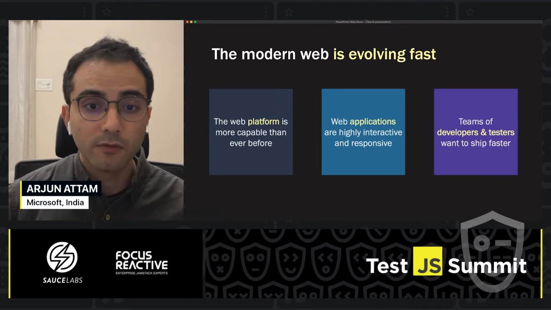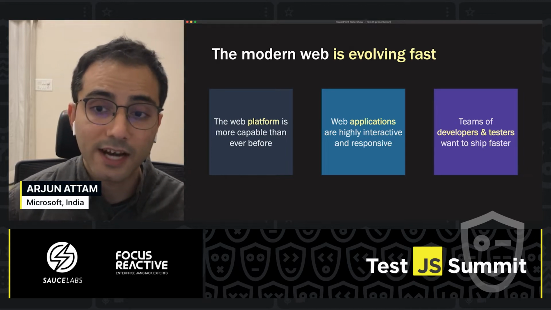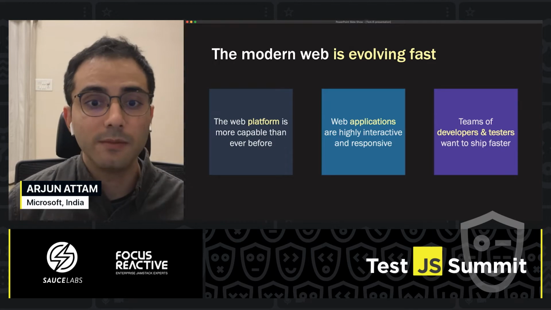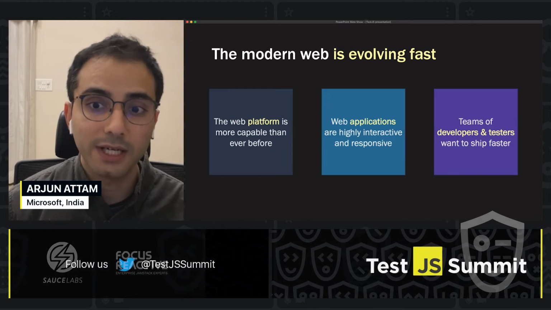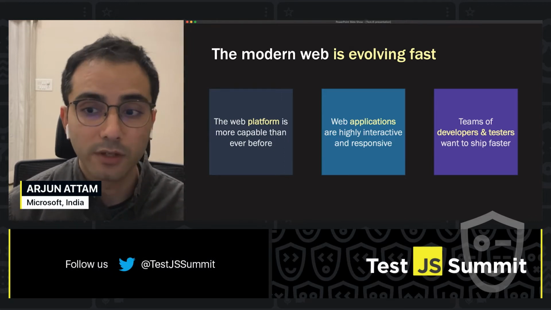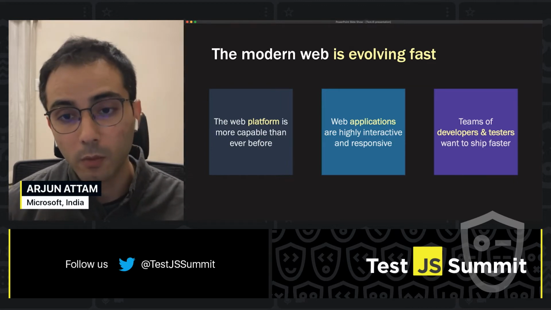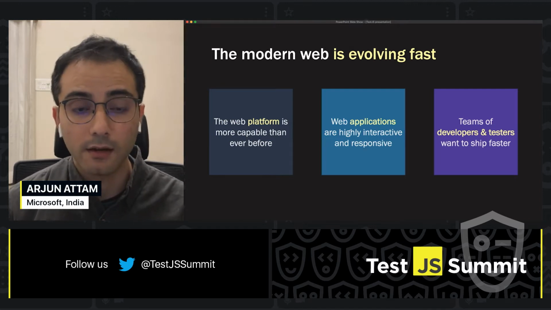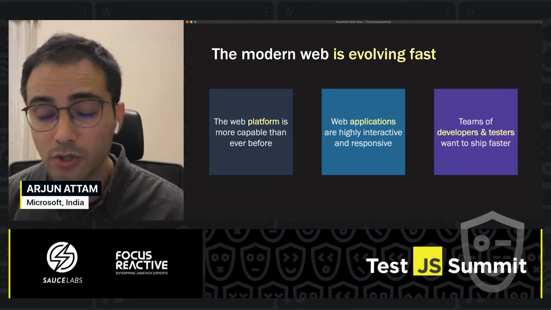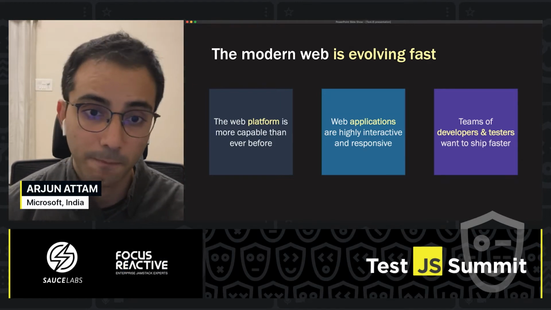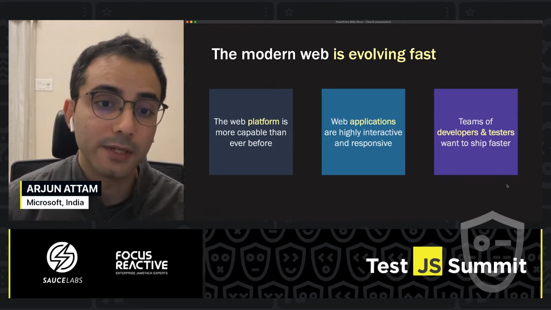With these changes, we've also seen changes in how teams are operating. Teams of developers and testers are actually moving faster. Lots of teams are building applications today, and there's competitive pressures which are pushing teams to ship faster because that is how they achieve their business goals. This has led to teams adopting newer workflows like CI/CD and continuous deployment. And teams are also looking for automated testing solutions so that they can release even faster. Unfortunately, end-to-end testing has not evolved as quickly as the web itself.